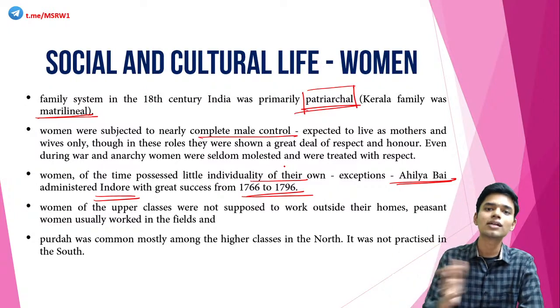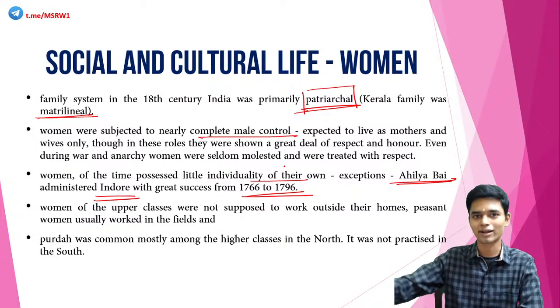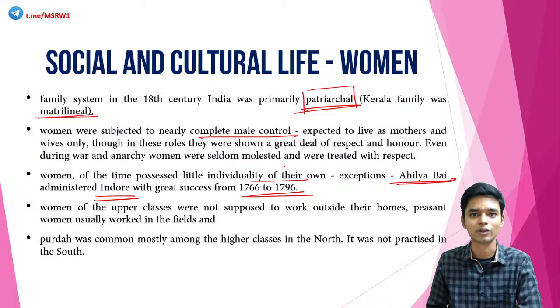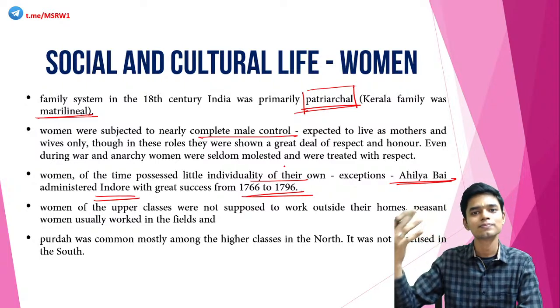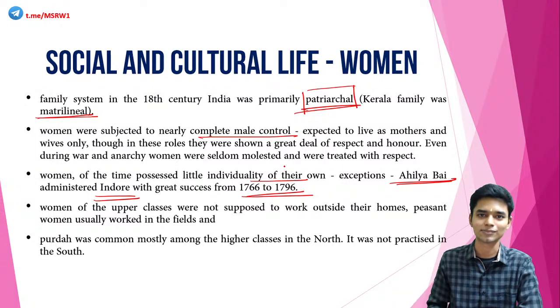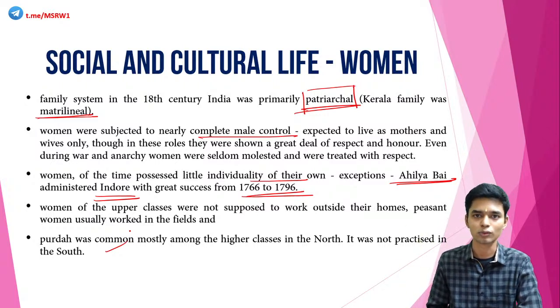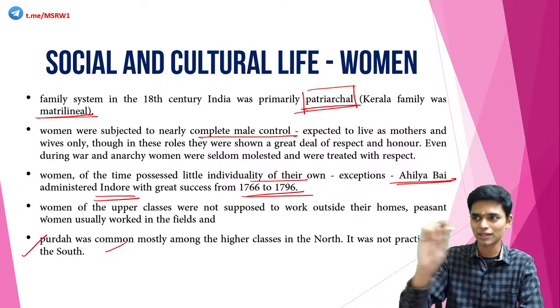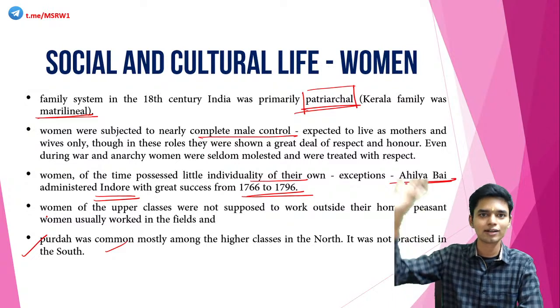Okay, women of upper classes were not allowed to work outside their homes, but women of lower classes used to go to agricultural fields and earn a living on their own or help their husbands. Okay, so we can understand that the upper caste society was much more conservative compared to the lower class systems. Parda was common mostly in the northern Indian region among upper classes, but it was not practiced in the south. So this is another prelims question which can trick you. Okay, if a statement comes that the Parda system was completely absent in India, it's wrong. It was prevalent in northern India.